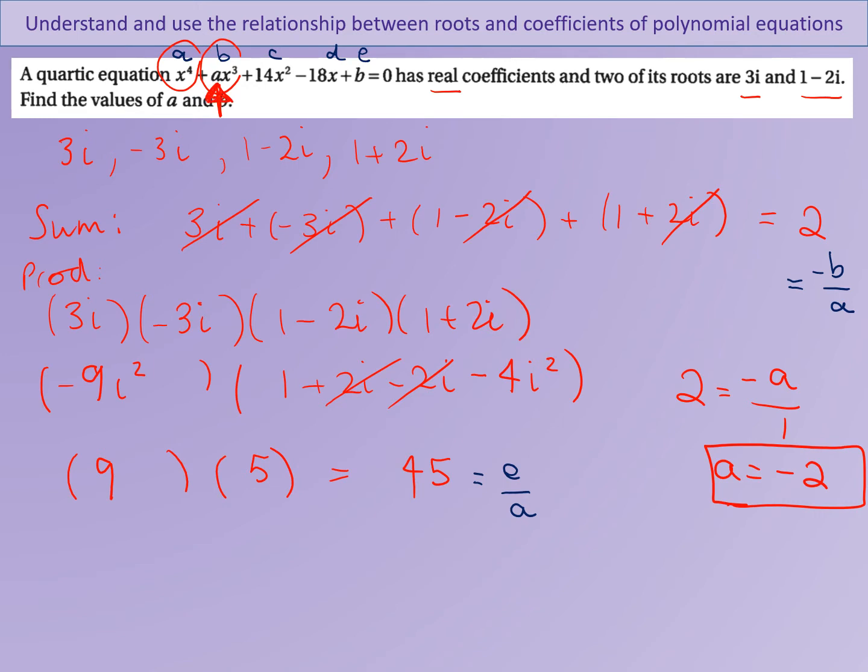And looking at the second one, 45, the value of E here is the B in the question, so that's B, and the A that we are talking about is the coefficient of the x to the power 4, which is just 1, so B is equal to 45.